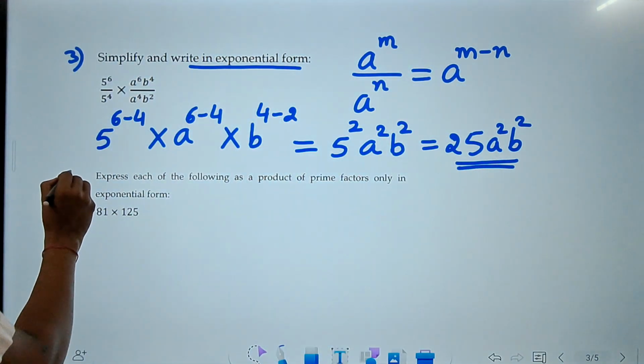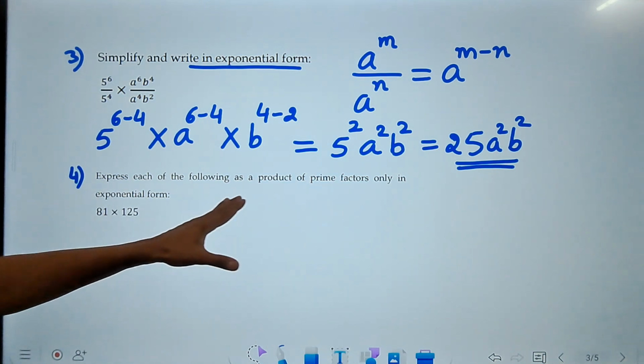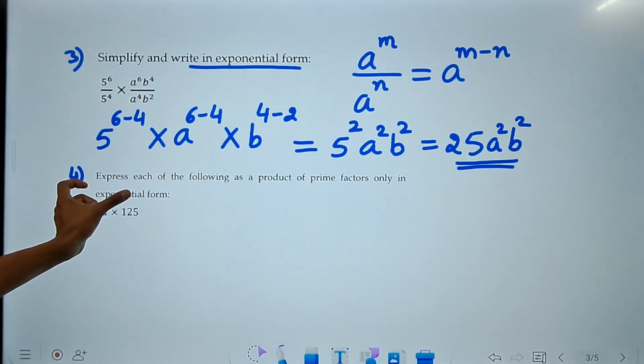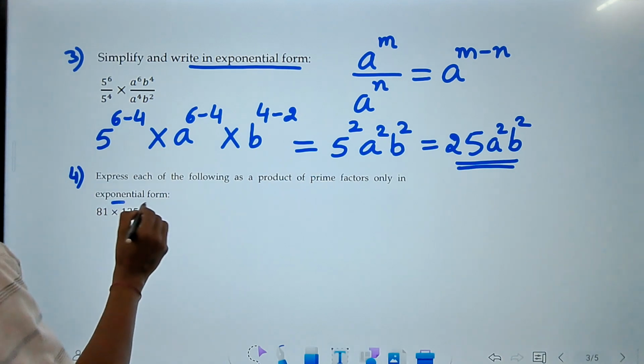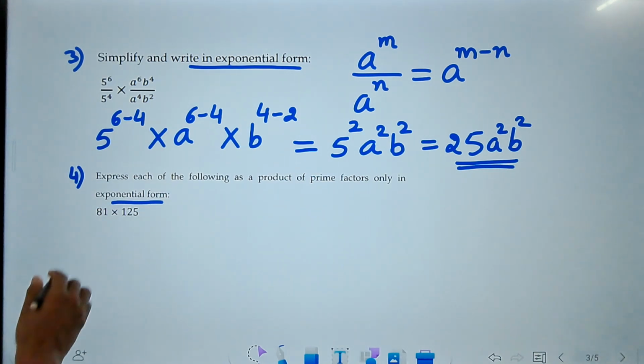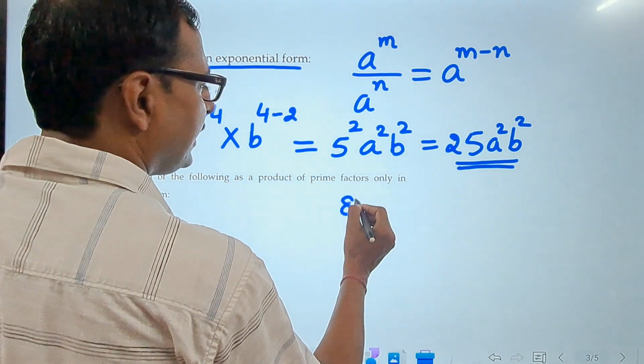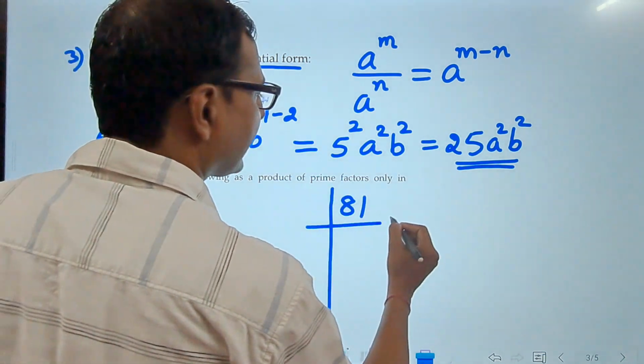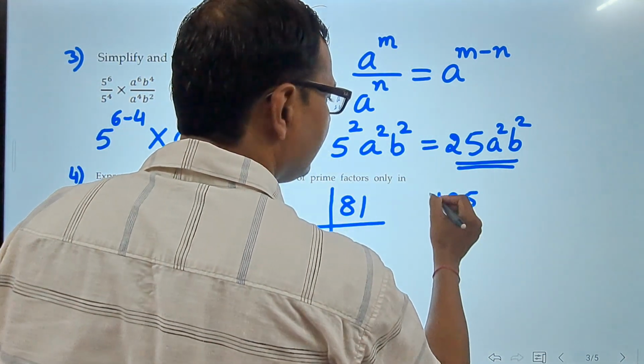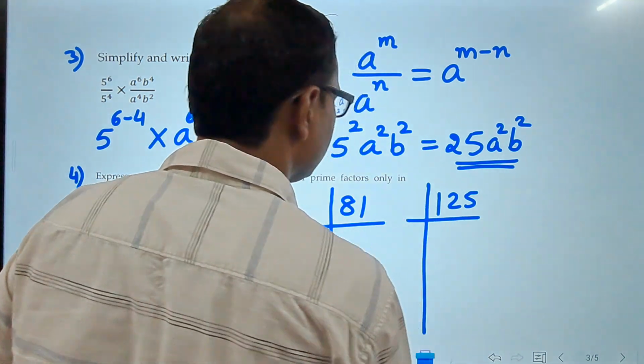Likewise, in question number 4, we need to express each of the following as a product of prime factors only in exponential form. So I need to write the exponential form again. So I need to make factors of 81 and then factors of 125, the two numbers given in the question.